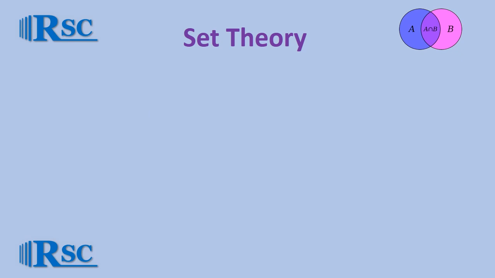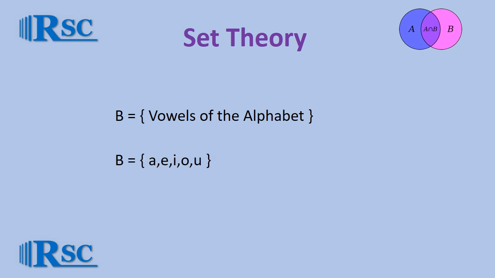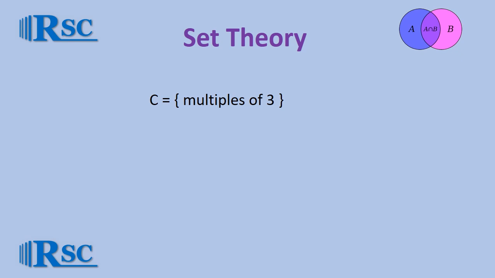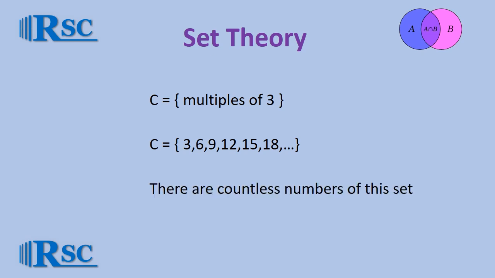So let's look at some examples. An example of a finite set may be the vowels in the alphabet, that is A, E, I, O, and U. Now, as you can see, there's only 5 elements in the set, and so the set is finite. An example of an infinite set may be the multiples of 3. There are countless multiples of 3, and so the set is infinite. Notice that in this set, there are 3 dots at the end that indicates that the elements of this set continue forever.